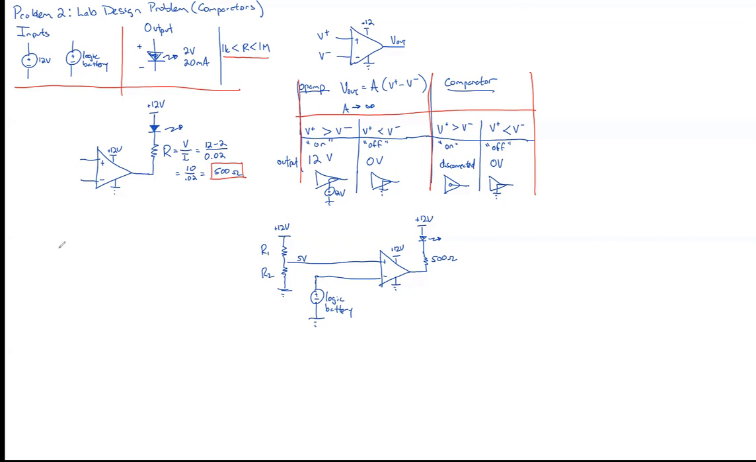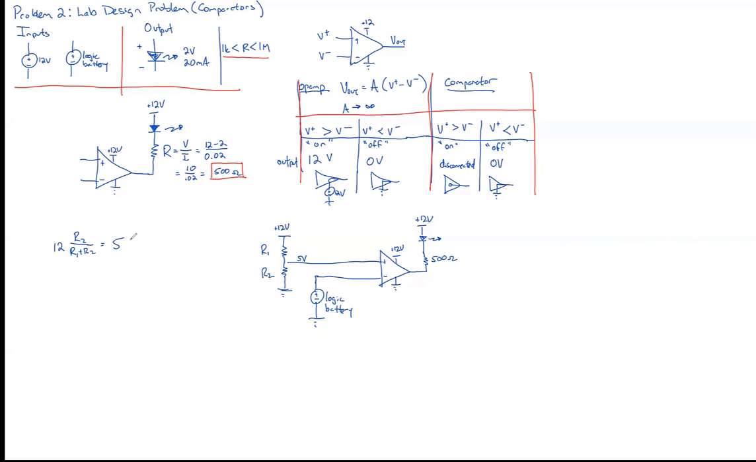So let's come up with the equations. We know from the voltage divider equation that we want 12 volts times R2 over the sum of R1 and R2, since the 5 volts is the voltage across R2. We want that to equal 5 volts.